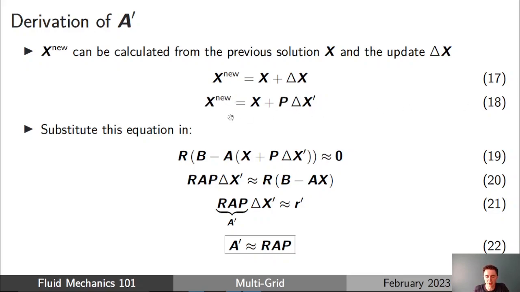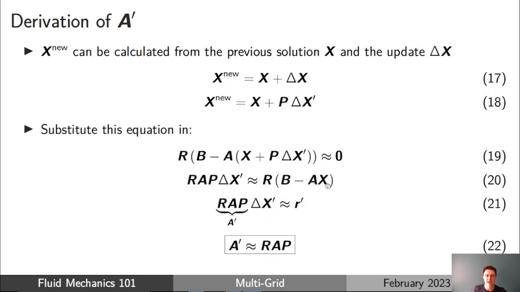So we're going to substitute equation 18 in for x nu. So we've still got r multiplied by b minus ax nu, but we've just replaced x nu with x plus the prolongation matrix times delta x prime is approximately equal to 0. Then what we're going to do is just do some slight rearranging. Just rearrange these terms, move them around. And what I'm going to do is move the b minus ax multiplied by r to the other side, and keep the r multiplied by a and p delta x on the other side. And then just a bit of simplification to go from equation 20 to equation 21.